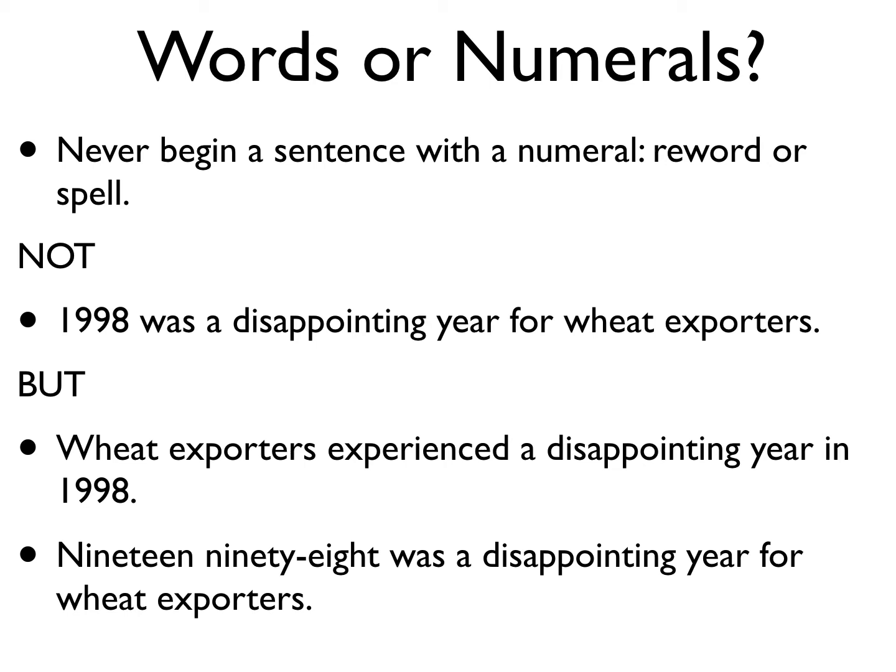You never want to begin a sentence with a numeral. So you have a couple of choices. You can reword the sentence or you can spell out the numeral. You wouldn't want to say "1998 was a disappointing year for wheat exporters." But you could say "Wheat exporters experienced a disappointing year in 1998," or you could spell out 1998.